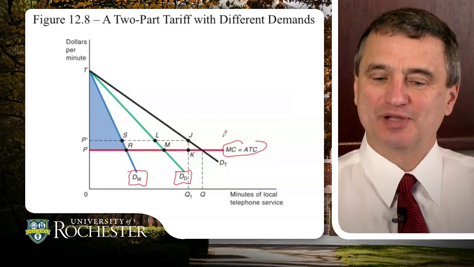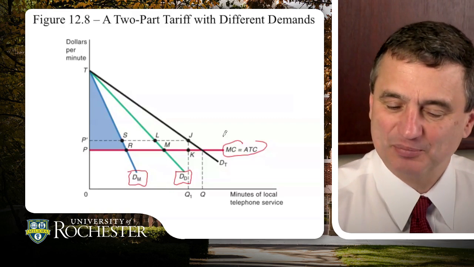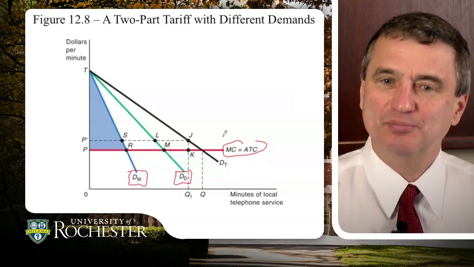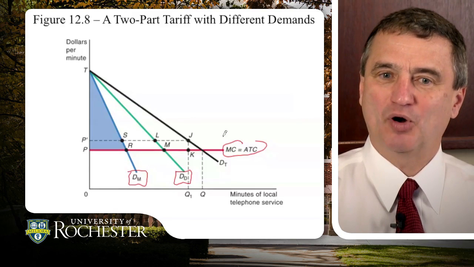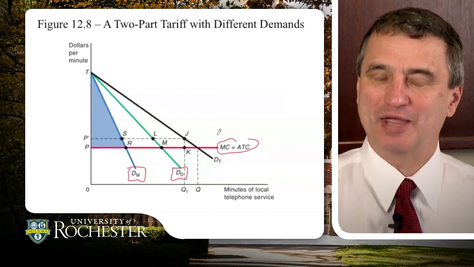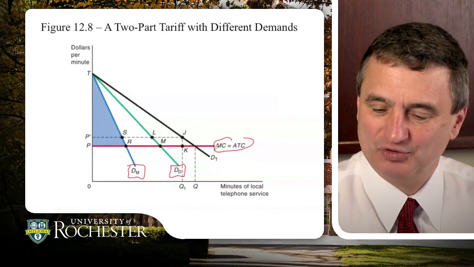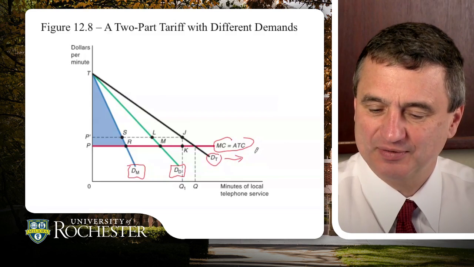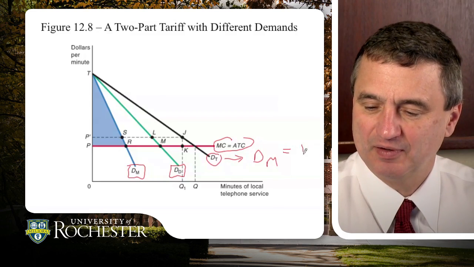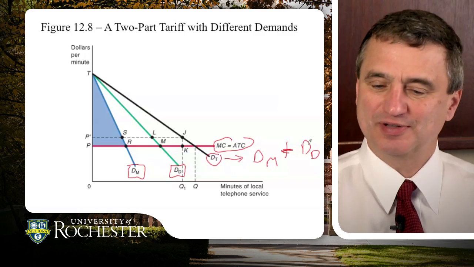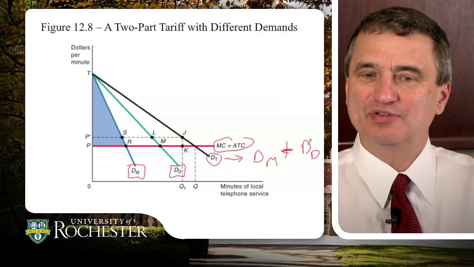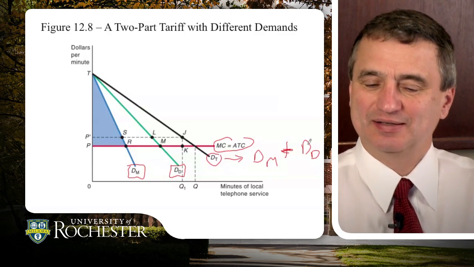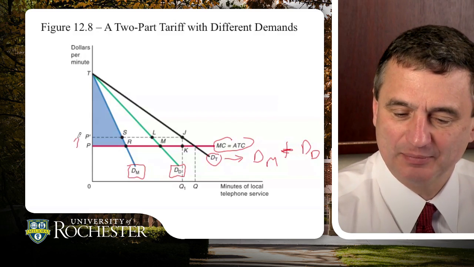If we charged a price, and this is a particular case where the demand curve Donald has for phone service is double Martha's demand curve for phone service. The total demand curve is the summation of Donald's demand curve and Martha's demand curve for phone service. Now let's think about raising the per unit price from P to P prime, just slightly above marginal cost.